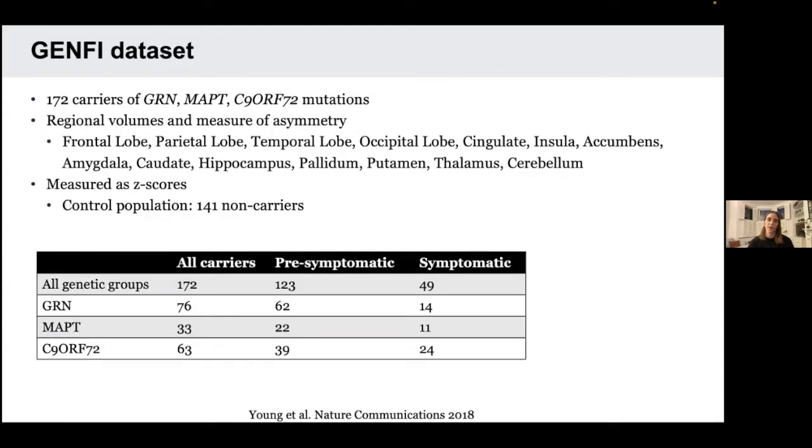To do this, we used the GenFI dataset, which collects data from carriers of mutations in three genes. So we had 172 carriers of progranulin, MAPT or C9orf72 mutations. And we used as input to SUSTAIN regional volumes and a measure of asymmetry. We then measured atrophy in each region as a Z-score relative to a control population, which consisted of individuals that didn't carry the genetic mutation. And in this particular study, we modeled disease progression using a piecewise linear Z-score model, because that's the most appropriate one for MRI data, which is continuous.